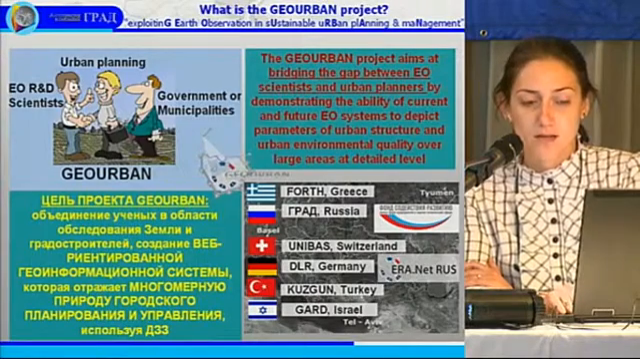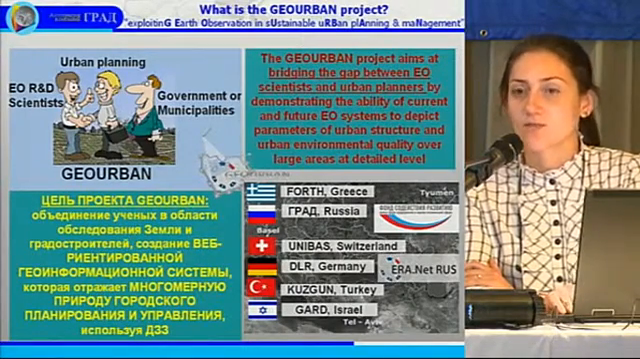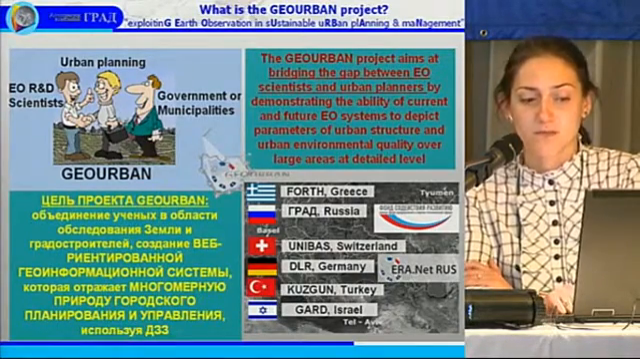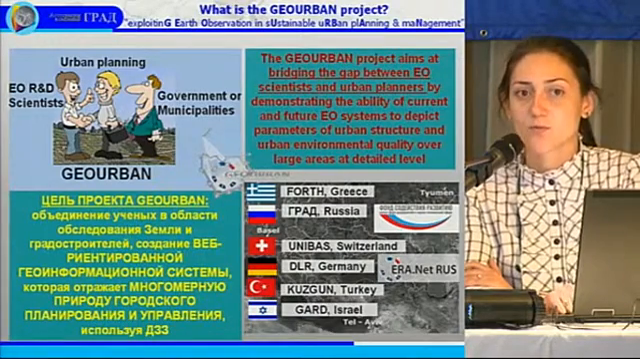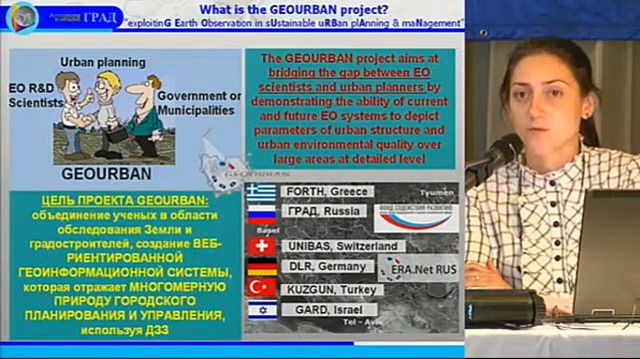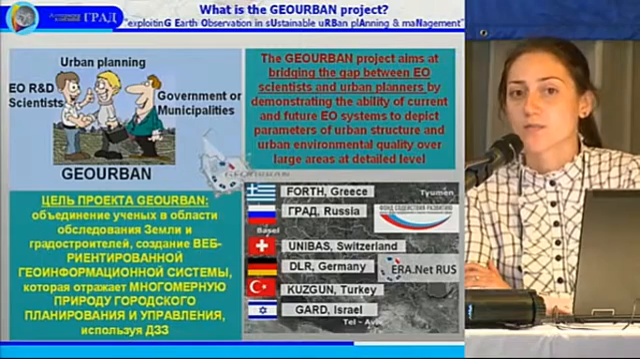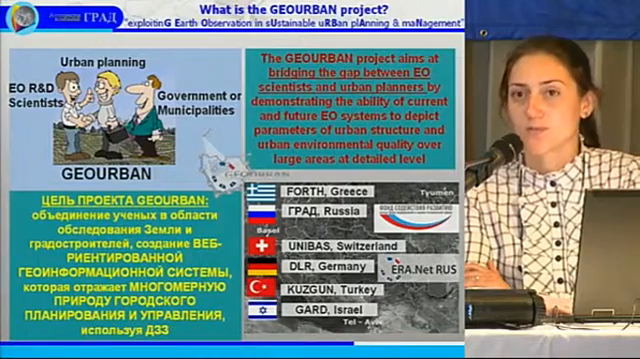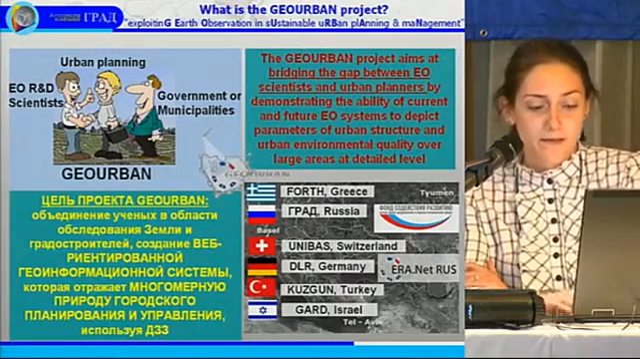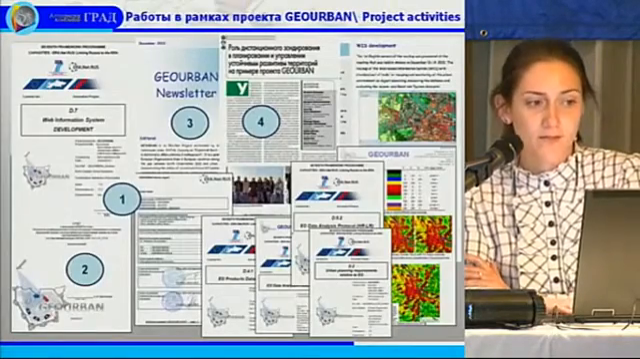It was created under net.rus, and it includes 6 countries: Greece, Russia, Switzerland, Turkey, and Israel. Each country makes a certain contribution to the project. For GEOURBAN, the purpose is to create a web-oriented system that will give not only accessible information about the area, but also will be able to provide analytical features.